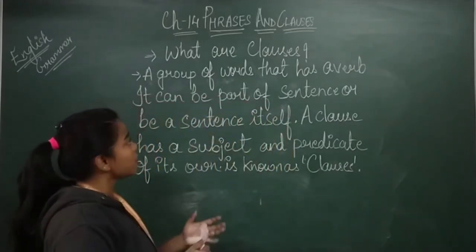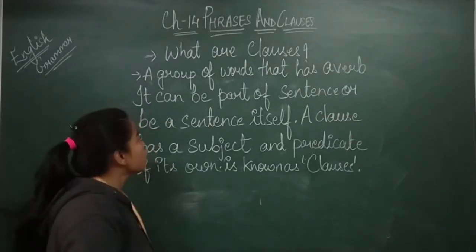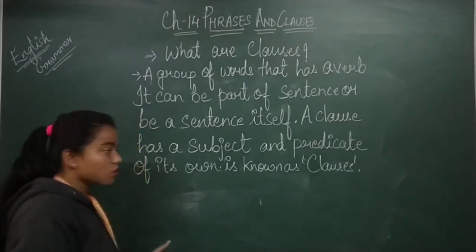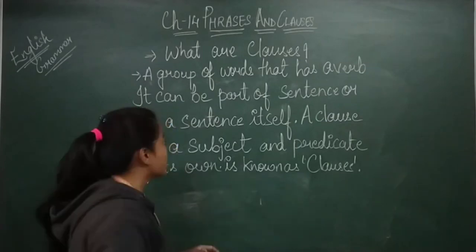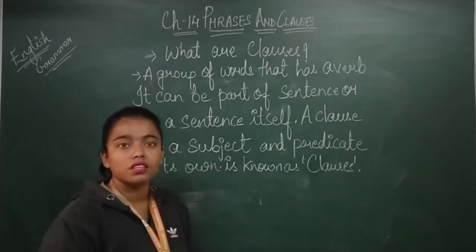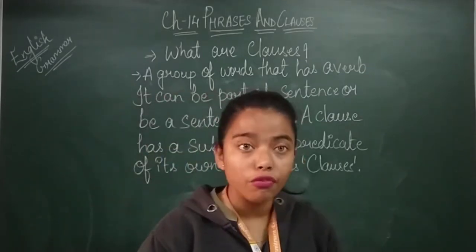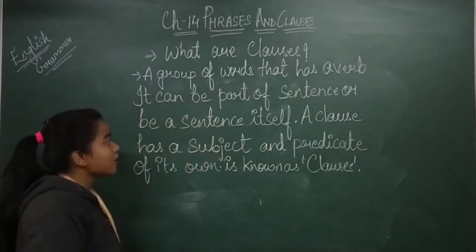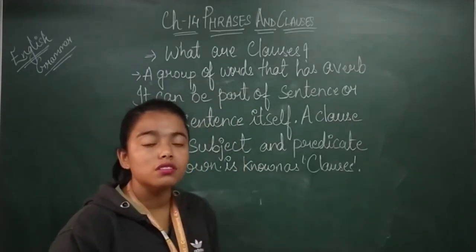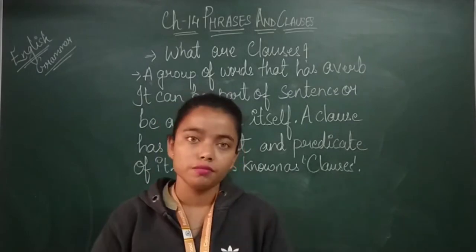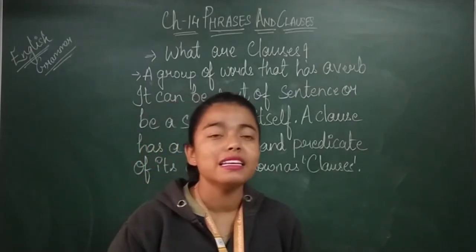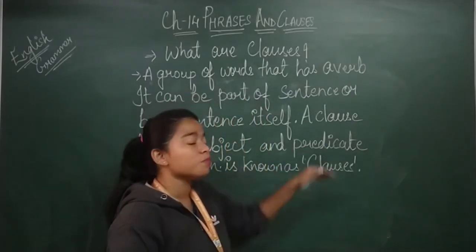So it can be a part of a sentence, that verb part, or be a sentence. It can be a sentence itself. A clause has a subject. We all know what the subject is. He is eating. He is a subject and is eating is a predicate.